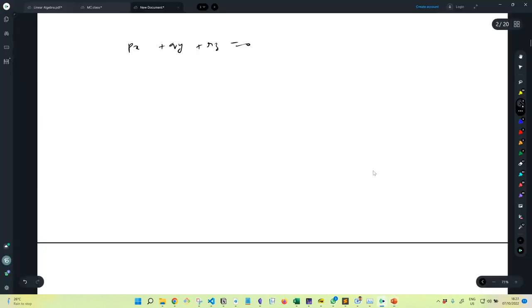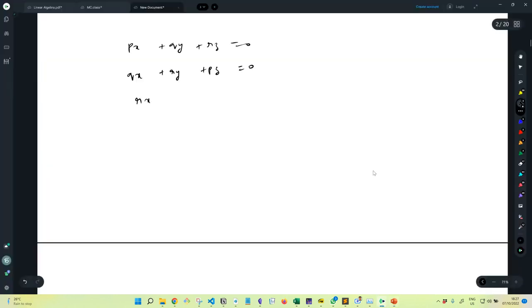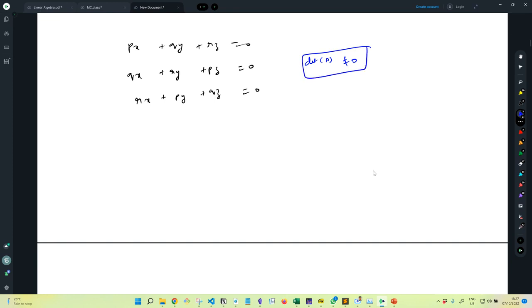Right. Now let us solve this question. So you have Px plus Qy plus Rz equals 0, then Qx plus Ry plus Pz equals 0, then Rx plus Py plus Qz equals 0. And in the last class we saw one condition: for a system to have a unique solution, the determinant of A should be not equal to 0.